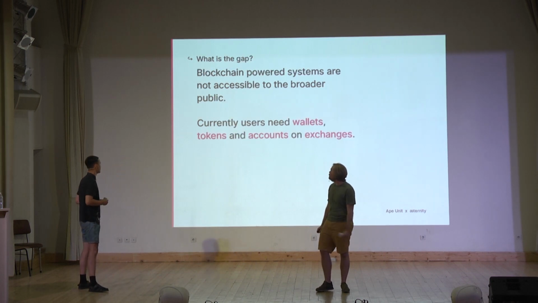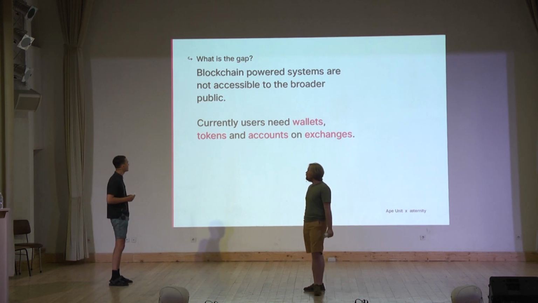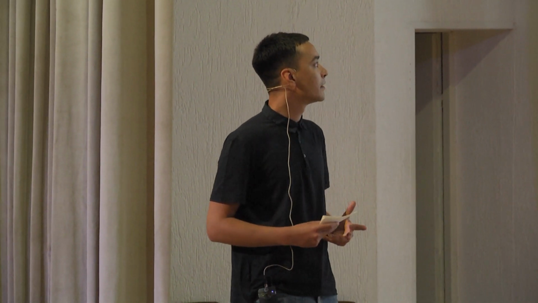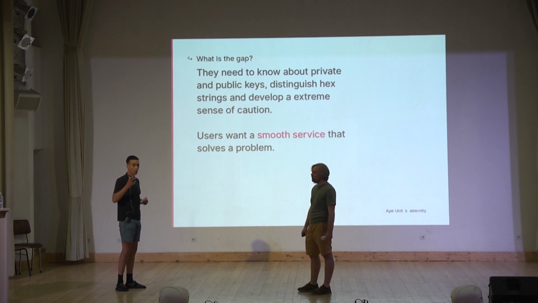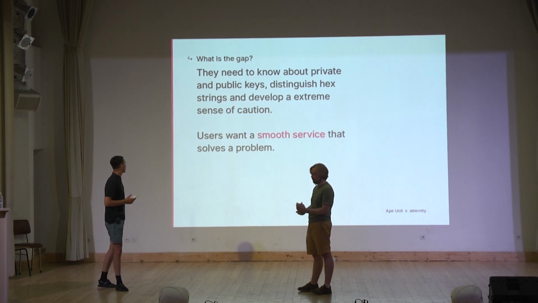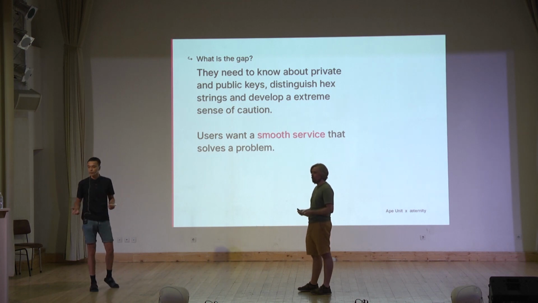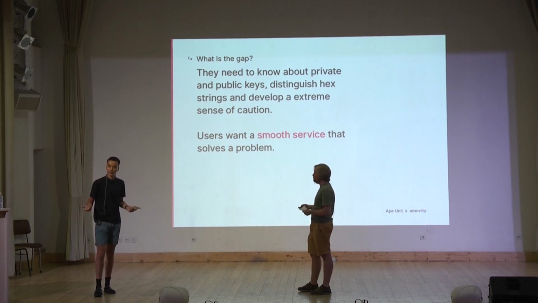So what is the gap exactly? As Philipp mentioned before, blockchain systems are not that accessible for users, not so understandable. And for instance, users need wallets, tokens, exchanges, accounts, and stuff like that, whereas until now people can just create an account with an email address, get a password, and carry on. So on top of that, they need to handle or know what a private key is, what a public key is. But in the end, a user just wants to have a smooth service and get to his goal with as few clicks as possible, of course.